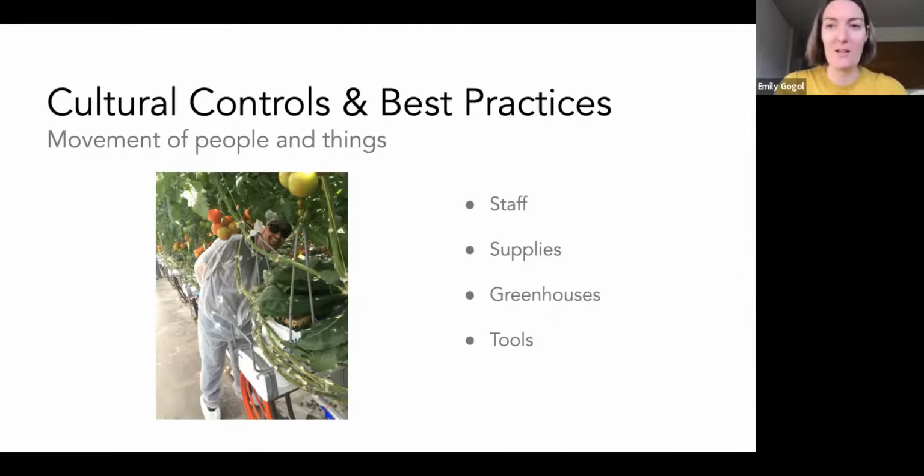That really stops the cycle of disease. So think about your staff, how they move, your supplies. Whether you have equipment that works different fields that you need to clean in between, your greenhouses, how are they maintained and monitored? And again, your tools.